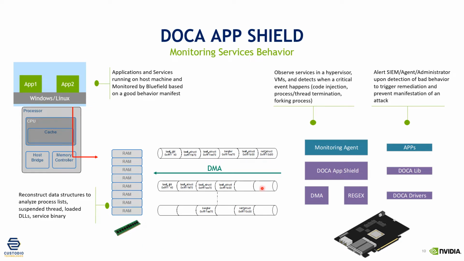Docker App Shield then sends this information to a monitoring agent through the Docker App Shield API. This agent monitors these structures based on a good behavior manifest, detects when critical events happen, such as code injection, process or thread termination, and sends alerts about these events to the administration of the system in order to trigger remediation and prevent the manifestation of an attack.